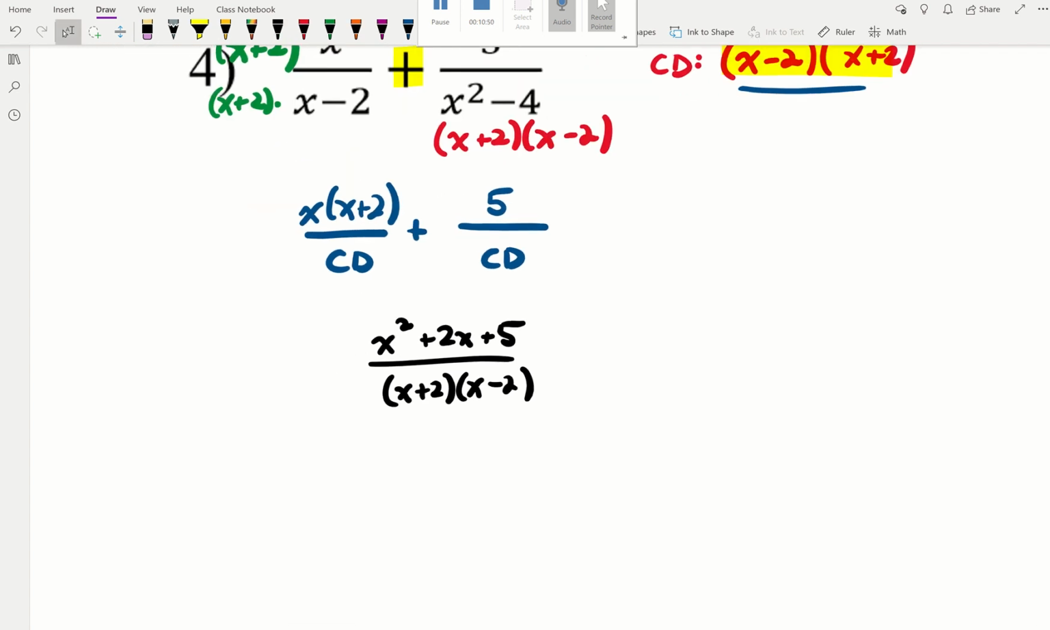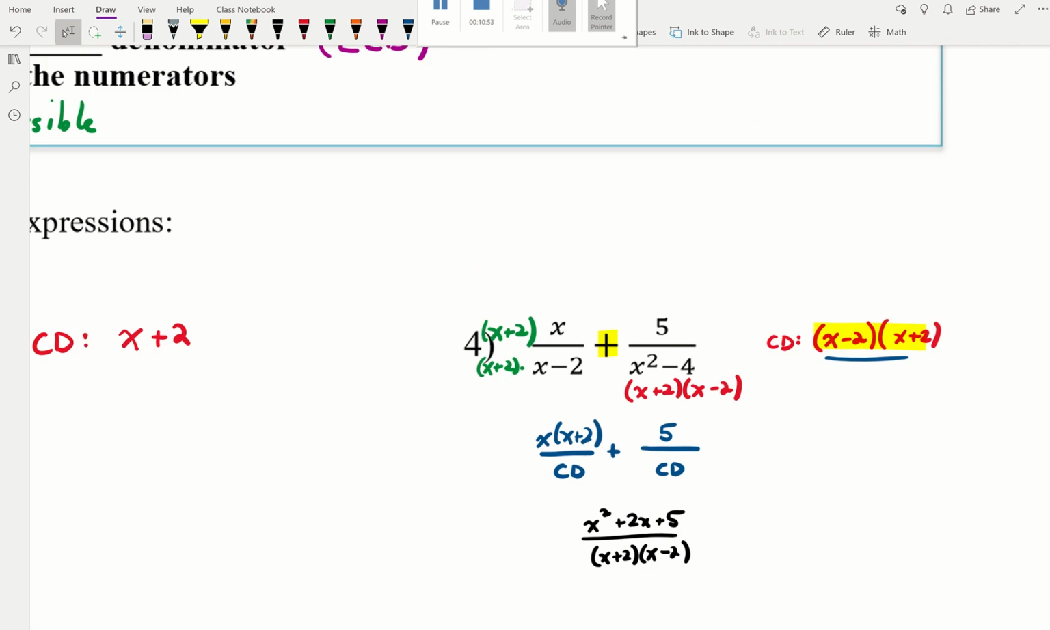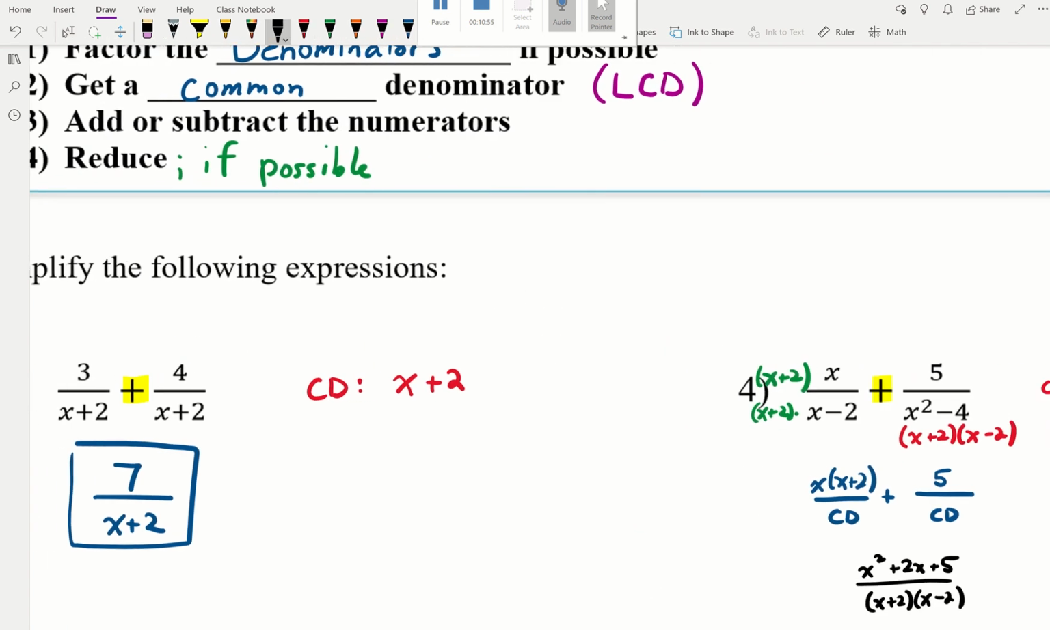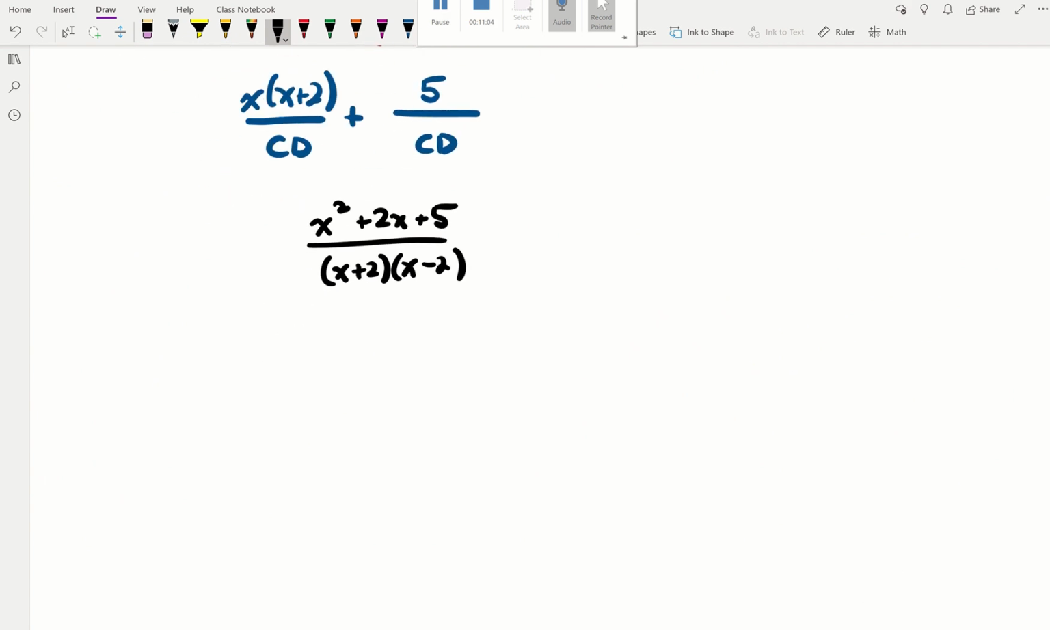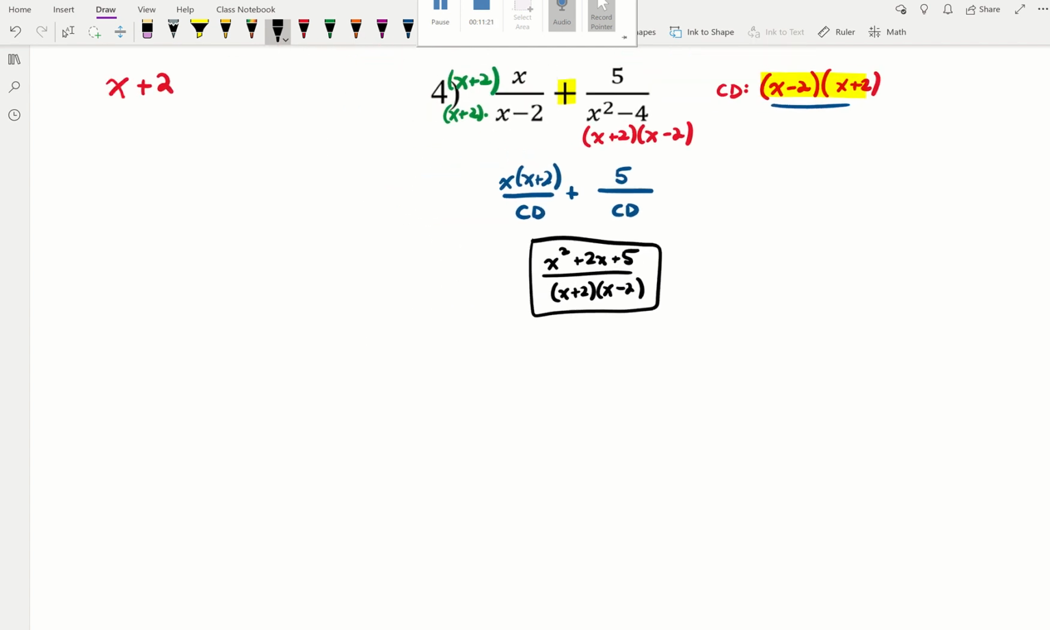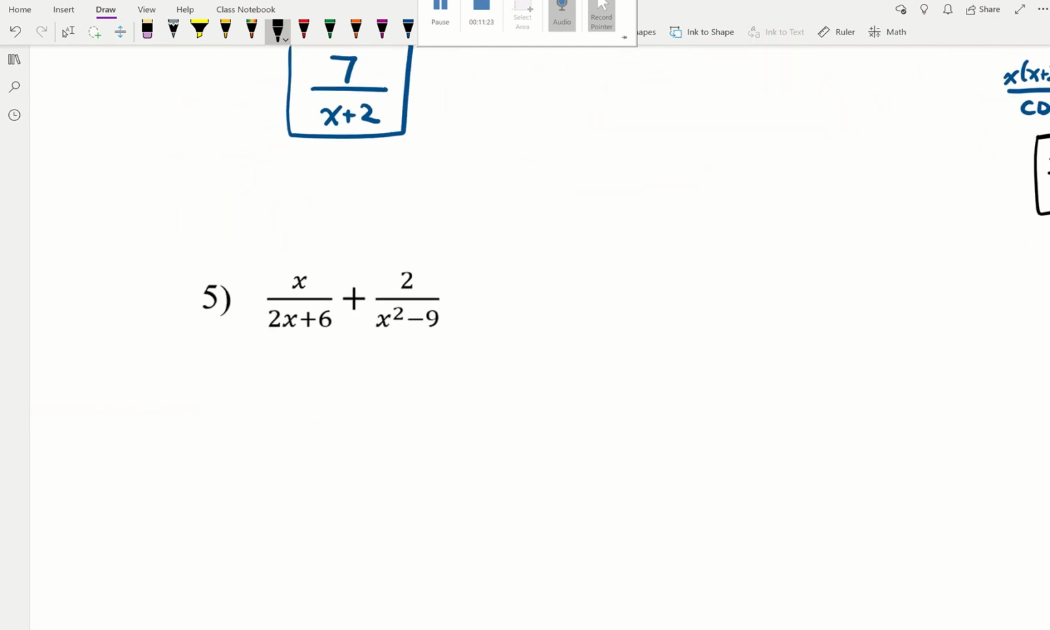Now, we always want to check and see if we can reduce, because that was the last step, reduce if possible. Okay, so we identified the common denominator, we got the common denominator, we added the numerators. Now, the only way I'm going to be able to reduce is if the numerator has one of these denominators as its factors. And with there being a 5 here, it's not going to work, so that tells us that we're done. So we don't want to make it harder than it needs to be. All right, let's go ahead and take a look at the next example.